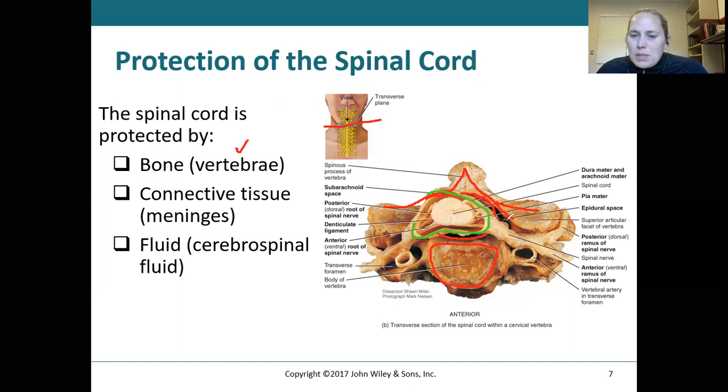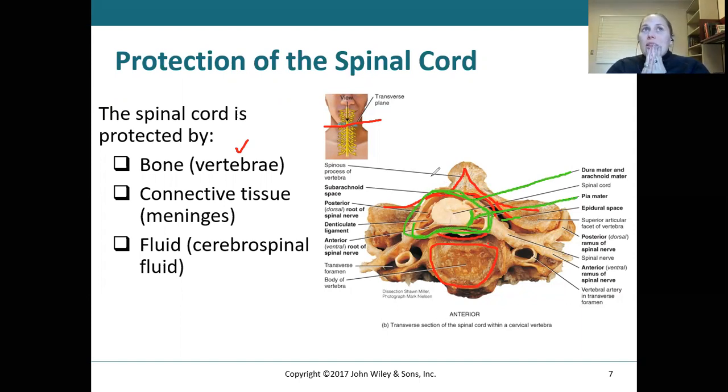So the space between the bone and that covering is called the epidural space. And then next here you can see you have the pia mater, which is very closely associated with that particular region. And then the dura and arachnoid mater are going to be a little bit more removed from the spinal column itself, but still providing a protective layering.